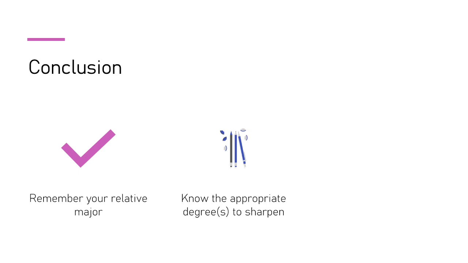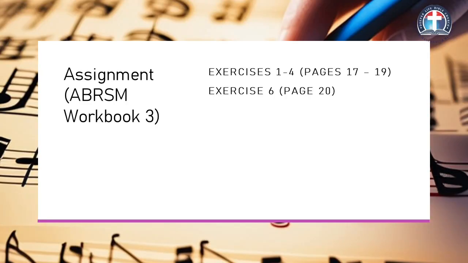So lastly, as we wrap up, in conclusion, remember your relative major. Know the appropriate degrees to sharpen, whether it is harmonic or melodic. And ask yourself, is this ascending the same as descending? For harmonic, yes. For melodic, no. So it's very important that you take all these things into perspective, and practice a lot, because it's not something you just do by listening. You need to practice different exercises to be acquainted with how to maneuver your way amongst these minor scales. And to help you do that, this is the exercise for this topic.